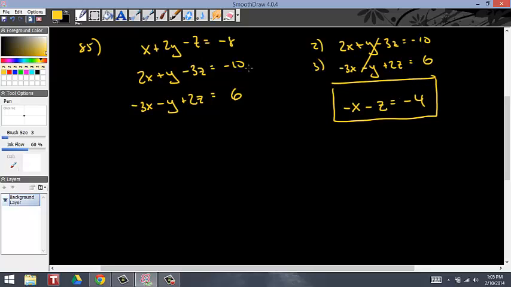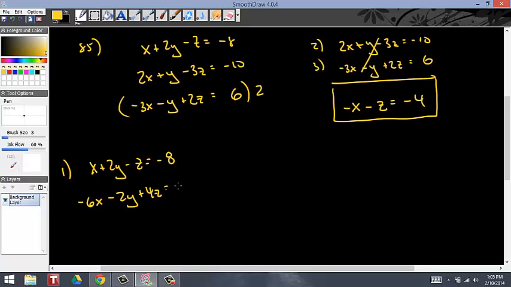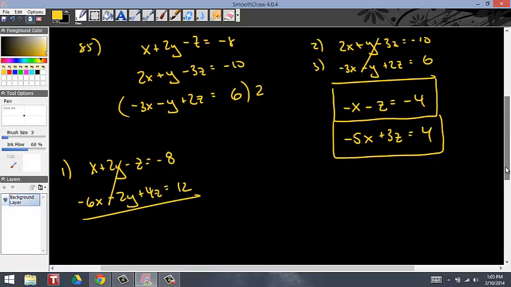We have to get rid of y one more time, so I'm going to choose 1 and 3. So x plus 2y minus z equals negative 8. I'm going to multiply this by 2. So I get negative 6x minus 2y plus 4z equals 12. Bam, those go away. I end up with negative 5x plus 3z equals 4. Those are the two 2x2s that I'm going to stack up against each other.